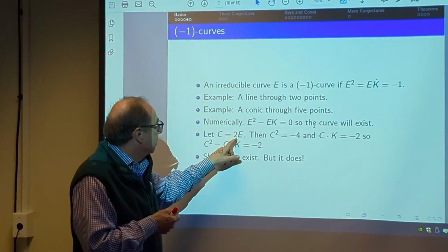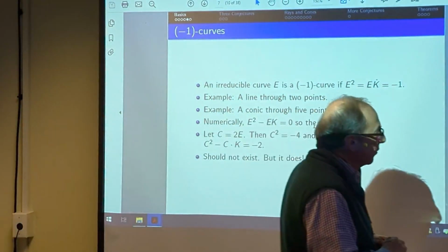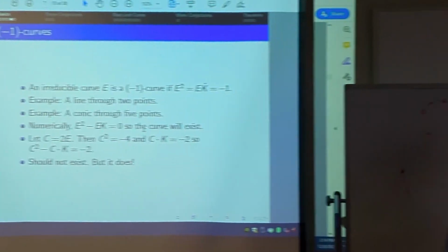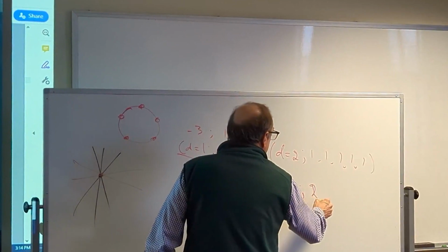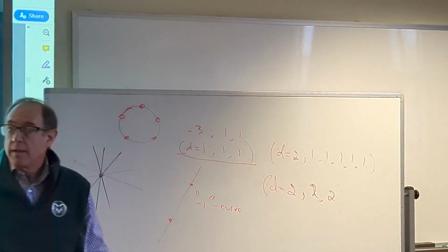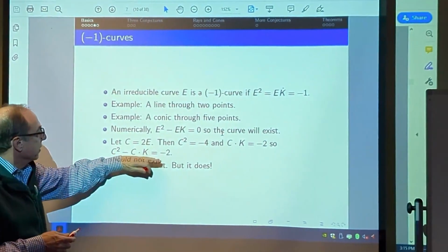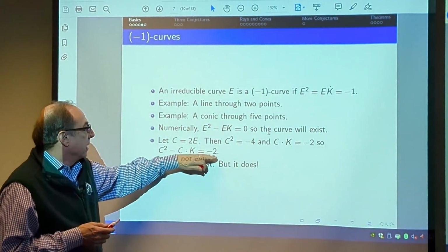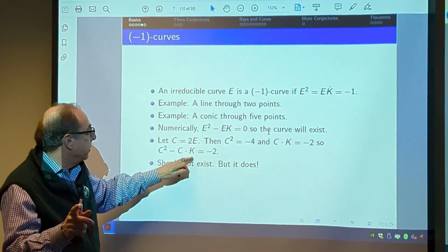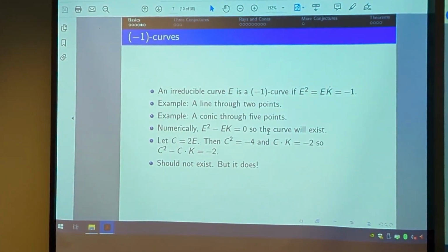But look at the parameters you get by taking twice the curve. So for instance, what's twice this? Twice this would be a conic that has got 2 double points. It turns out that should not exist, right? If you take c squared, you get -4. You take c dot canonical equals -2. This number is exactly the boundary condition. It's equal to -2, and the condition was it should be strictly bigger than -2 in order to guarantee a solution. So this one misses. It's not a guaranteed solution, but there is one, right?